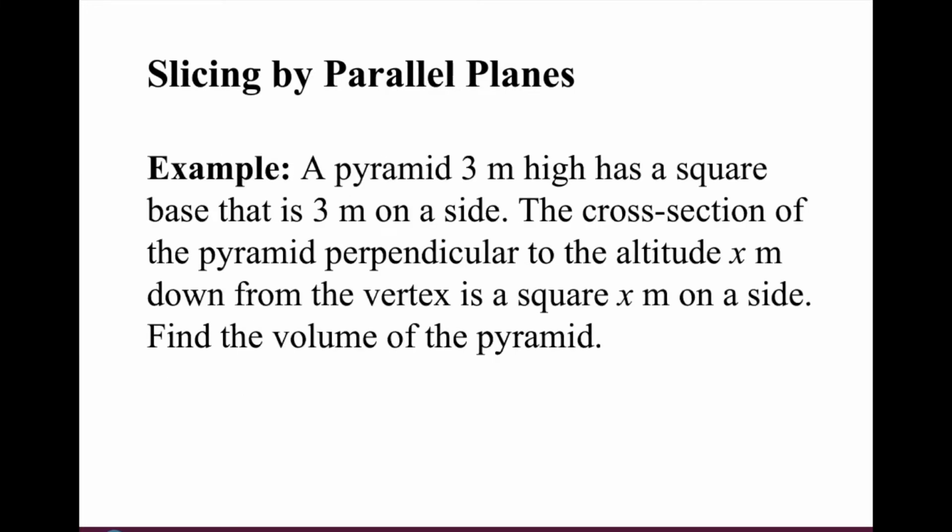So for our first example, a pyramid 3 meters high has a square base that is 3 meters on a side. The cross section of the pyramid perpendicular to the altitude X meters down from the vertex is a square X meters on a side. And I'll show you a picture of this on the next slide. So we want to find the volume of this pyramid.